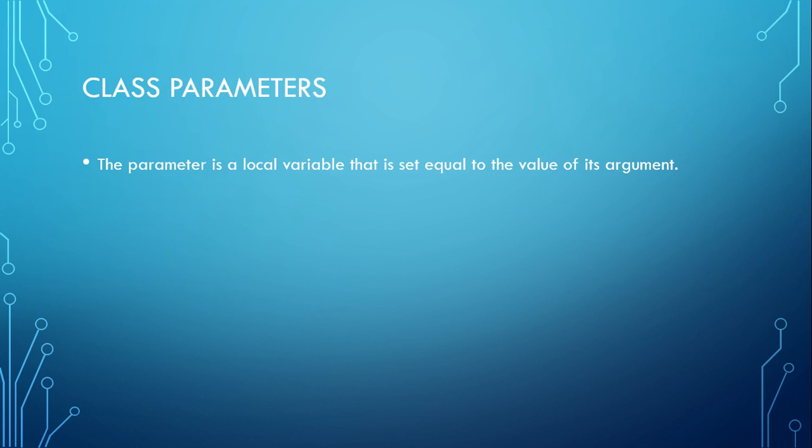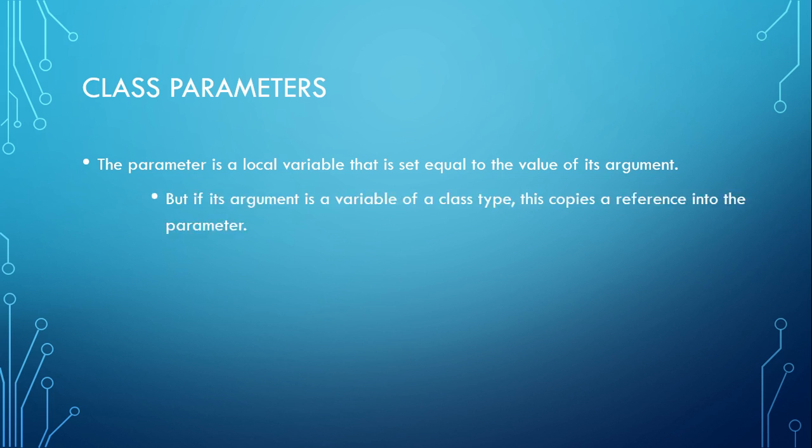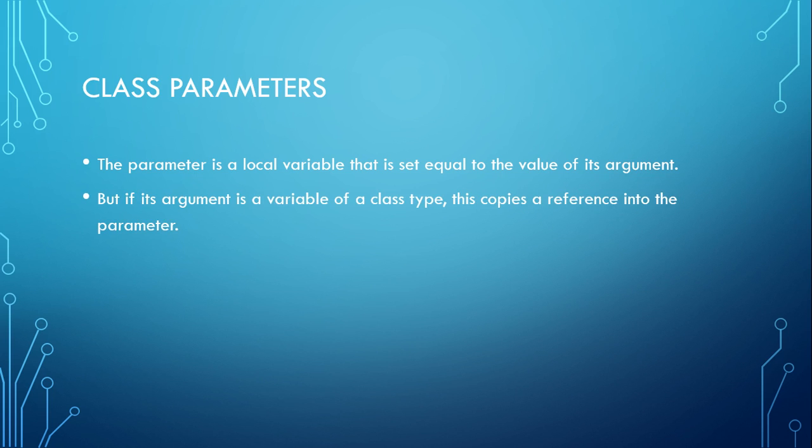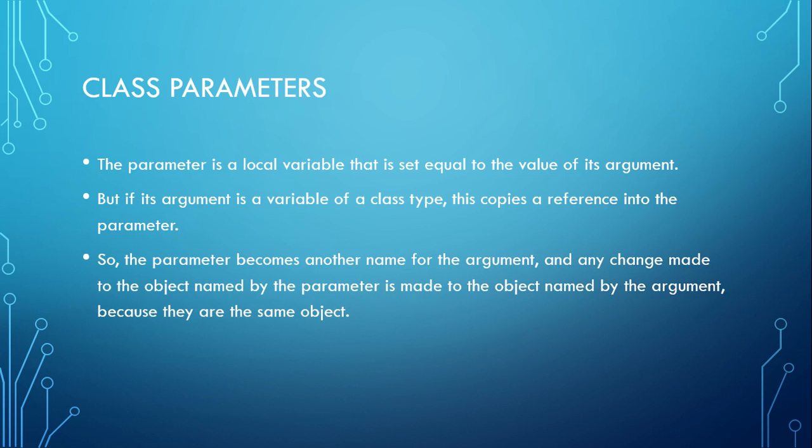The parameter is a local variable that is set to equal the value of its argument. But if its argument is a variable of a class type, this copies a reference into the parameter. So the parameter becomes another name for the argument, and any change made to the object named by the parameter is made to the object named by the argument, because they're the same object.